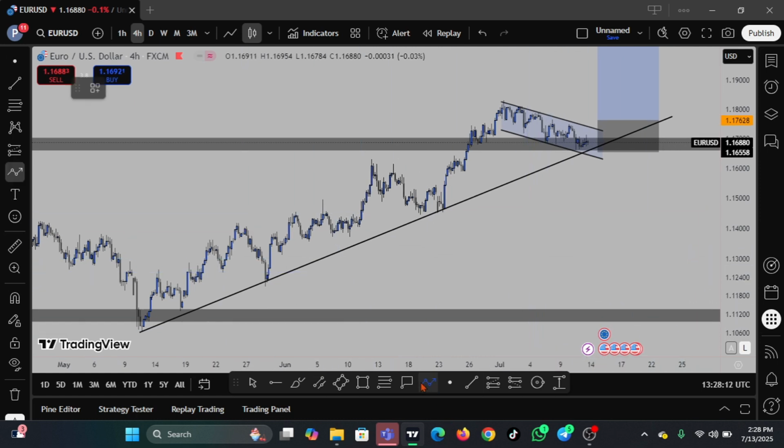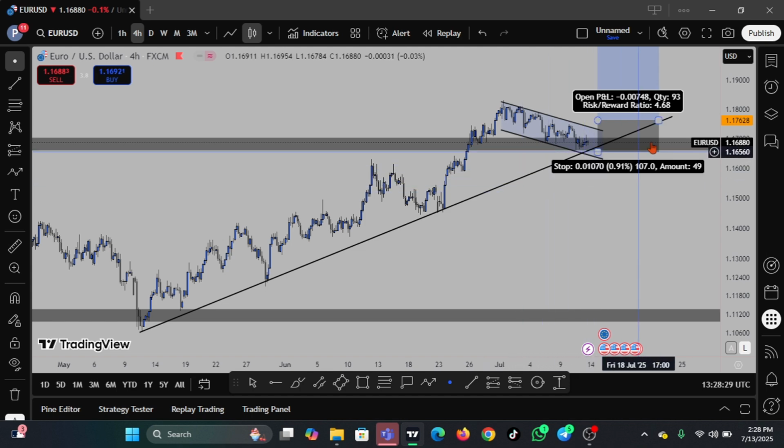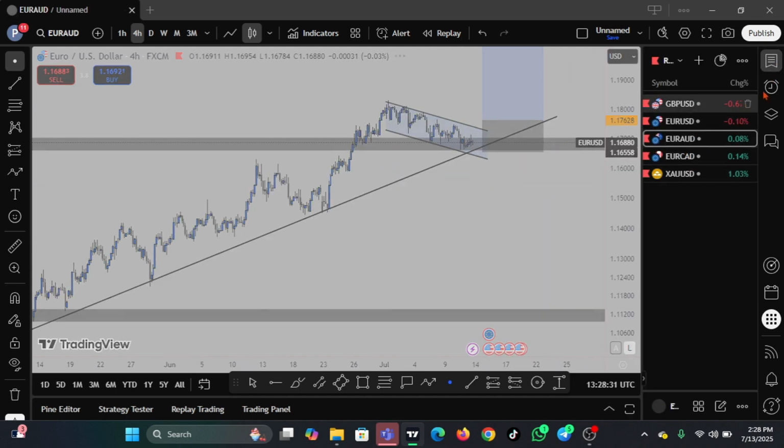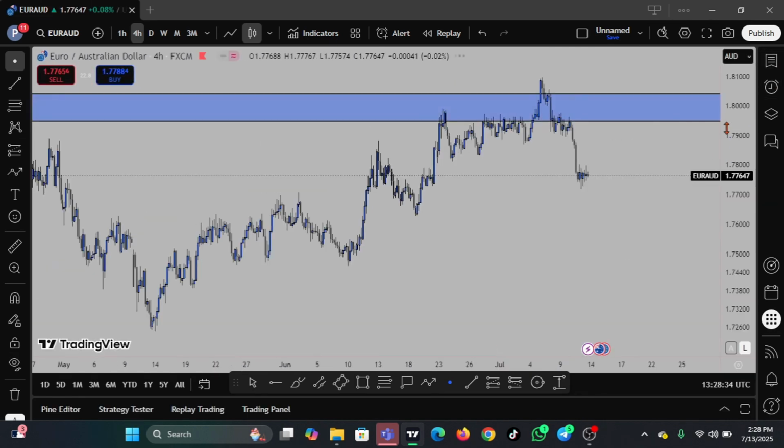But if otherwise price drops lower, of course we may want to switch sides to take the opposite direction. But before we switch sides, we want to see concrete reason before we switch from buyers to sellers. For now, I'm still very bullish on Euro USD and GBP USD. Then the next pair is Euro AUD.